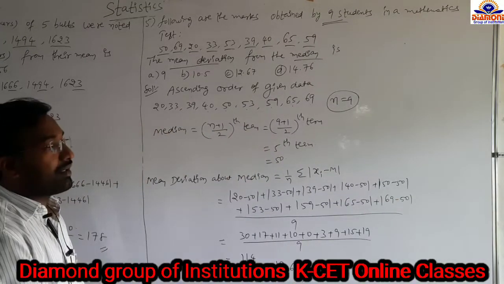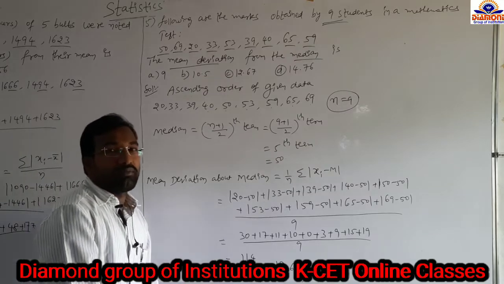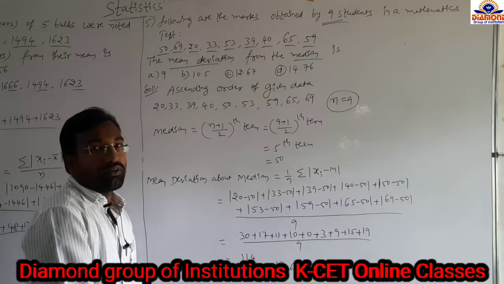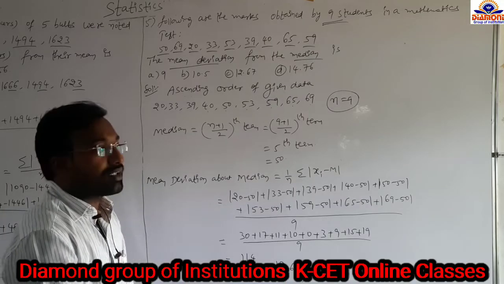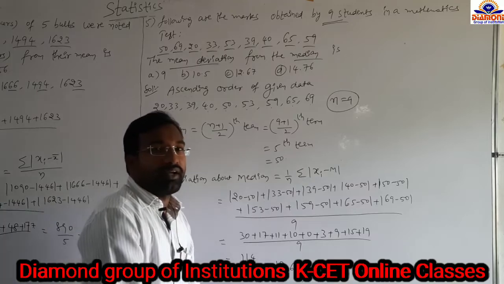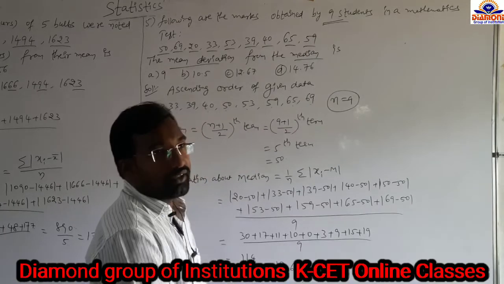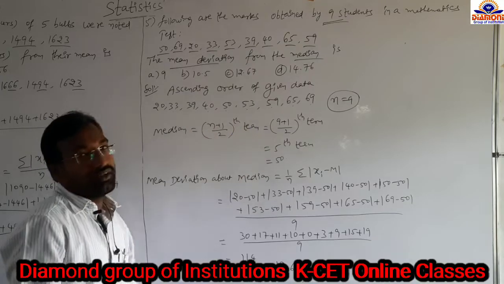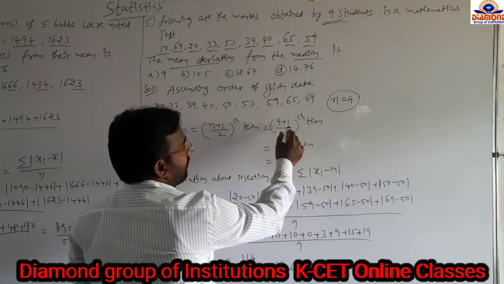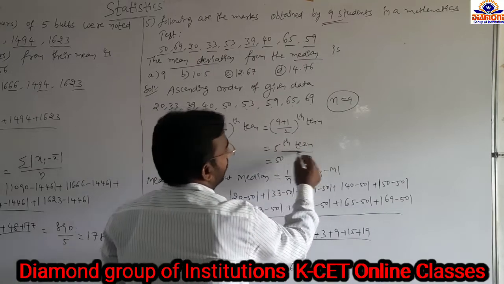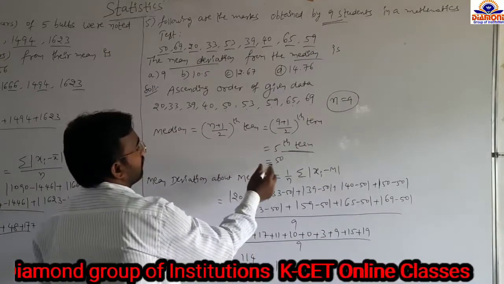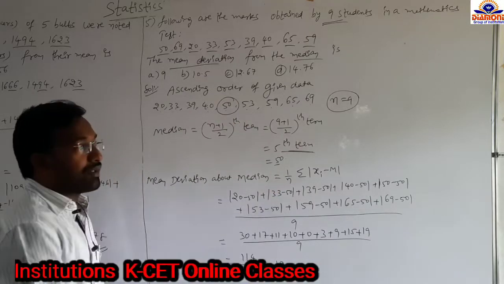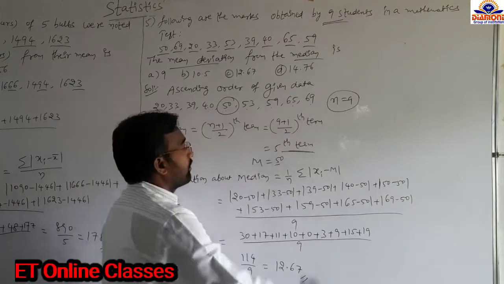If n is an odd number, then the median equals the (n plus 1) by 2th term. Otherwise, suppose n is even. In that case, you take the average of the n by 2th term and the n by 2 plus 1th term. Here n is odd, so the median is the (n plus 1) by 2th term. That is 9 plus 1 by 2, the 5th term. What is the 5th term? 1, 2, 3, 4, 5. The 5th term is 50. So the M value is 50.